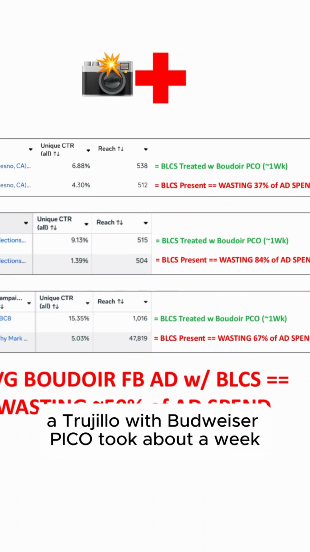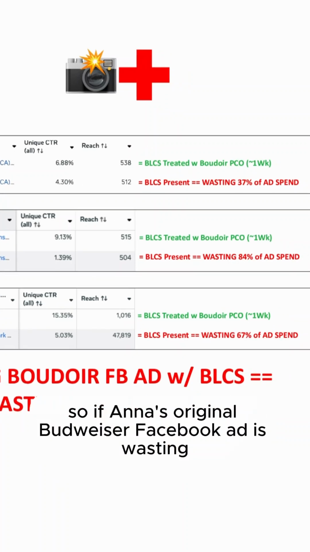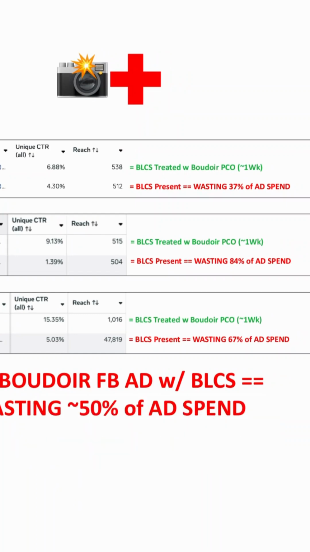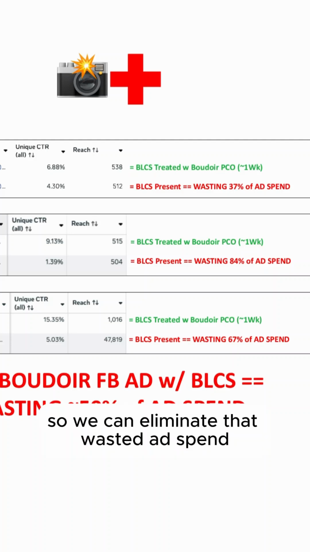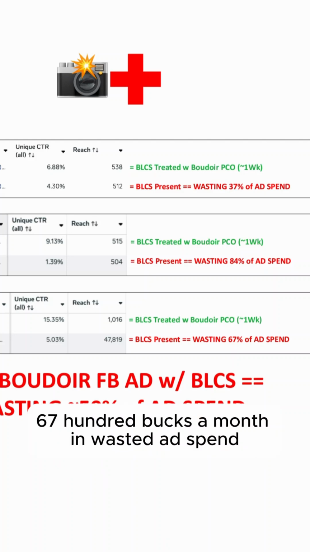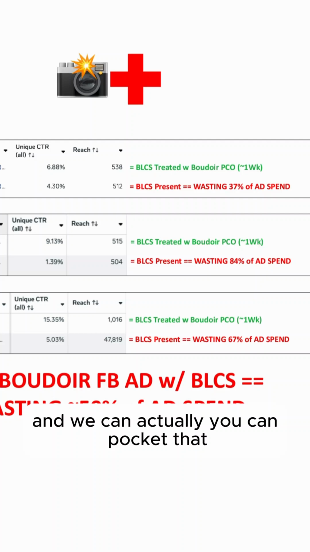Treated with Boudoir Pico, it took about a week and got the unique CTR up to 15.35%. So we found out his original Boudoir Facebook ad is wasting 67% of his ad spend, so we can eliminate that wasted ad spend. If you're spending 10 grand a month in Boudoir Facebook ads, we can eliminate that 6,700 bucks a month in wasted ad spend, and you can pocket that.